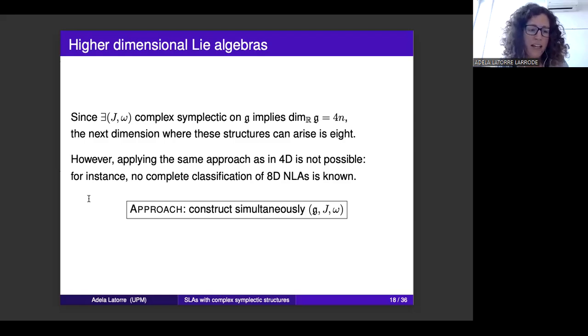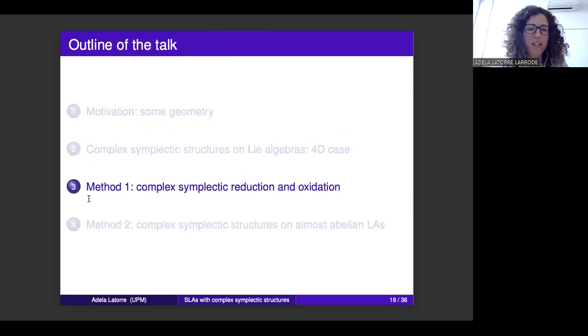However, if we want to go to higher dimensions, this is not so easy, because even in the nilpotent case, which is supposed to be the easy case, there is no classification of eight-dimensional algebras. So we had to develop new approaches that allow us to construct the triples all at the same time: to construct simultaneously the algebra, the complex structure, and the symplectic structure, having this compatibility condition between them. The first method is what we call complex symplectic reduction and oxidation.